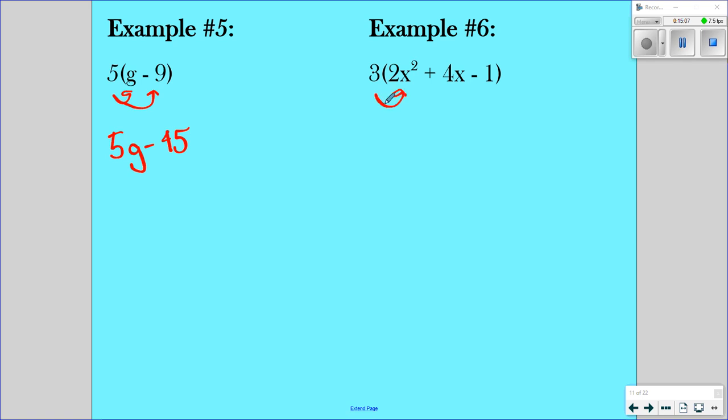For this one, my pen is not doing what it's supposed to do. Let me turn this off first, turn it back on again, and let's see if this works. All right, so this one will be 6x squared, and then you have that plus 12x, and then 3 times -1 gives you -3. You can't combine, so you leave it as is.